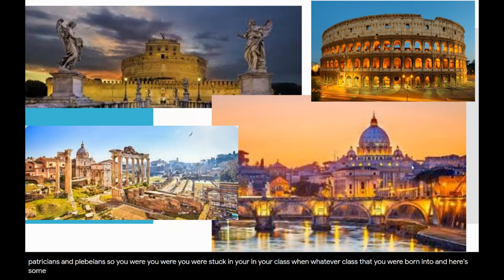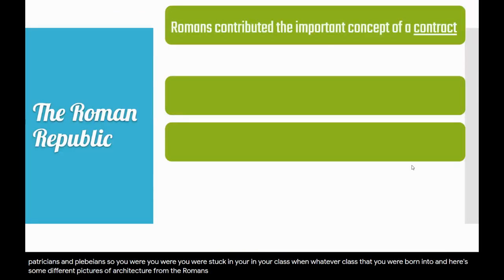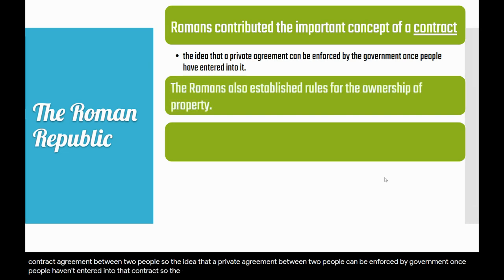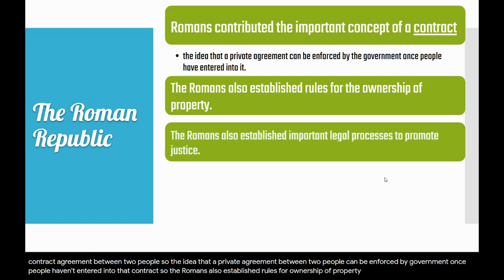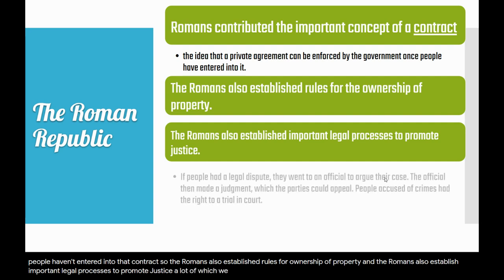And here's some different pictures of architecture from the Romans. The Romans contributed the important concept of what we know as a contract agreement between two people. So the idea that a private agreement between two people can be enforced by a government once people have entered into that contract. The Romans also established rules for ownership of property, and important legal processes to promote justice, a lot of which we have today.